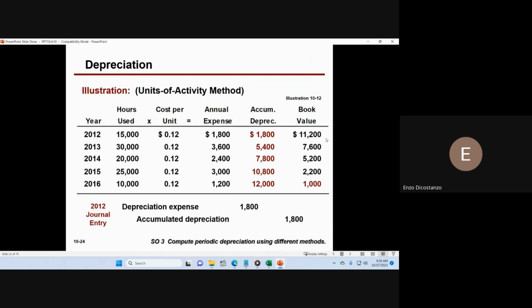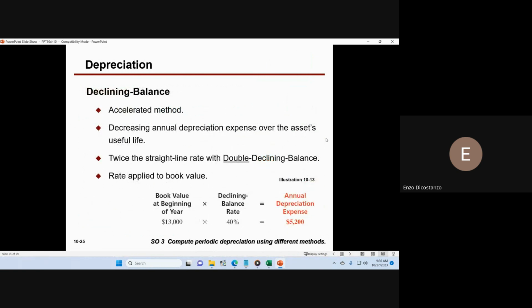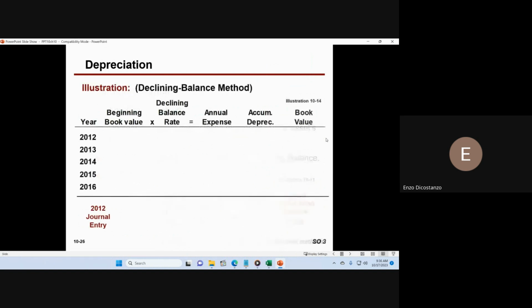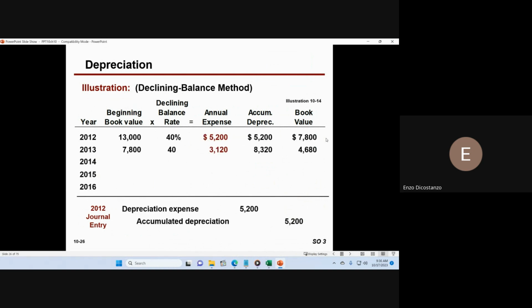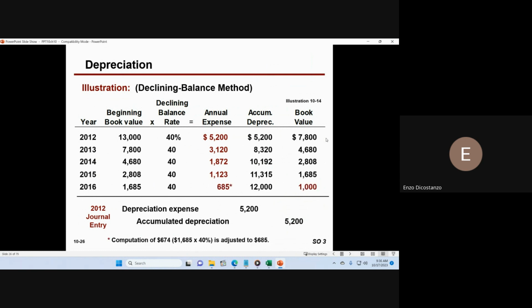Then you have the journal entry for the first year, and the accumulated depreciation balances the depreciation expense. This is a third method where you take twice the rate of the straight line version times the beginning book value, times that 40%. It gives you an annual depreciation of 5,200. This is called double declining balance, and I think we do 40% every time of book value. So for the first year, the expense is 5,200, and it balances with the accumulated, the annual expenses balance.